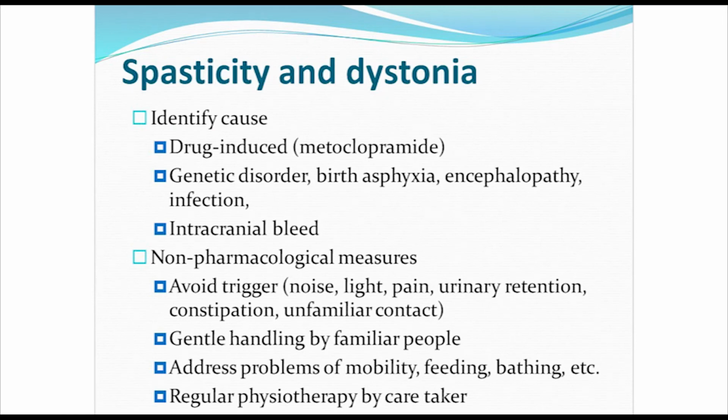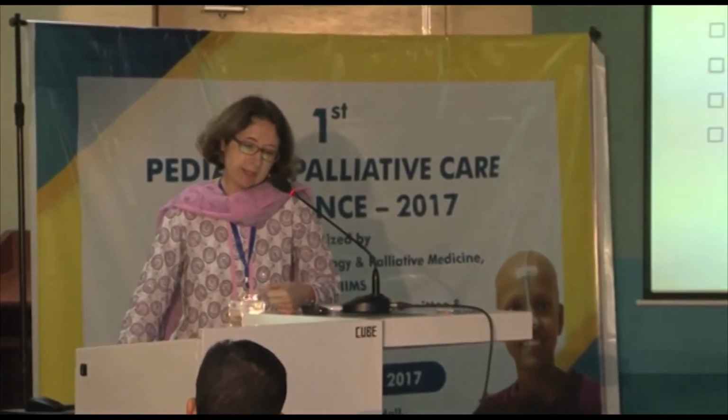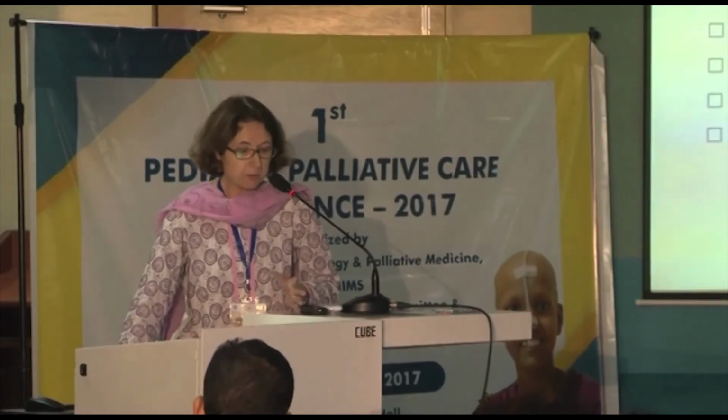Then in children with neurological disorders, we can help with spasticity and dystonia by avoiding triggers such as noise, light, and unfamiliar contacts. All these are very useful advice to be given to the family, along with gentle handling and how best to look after the child. Physiotherapy is, of course, very helpful, and we teach the parents how to provide that physiotherapy at home. And other medications will help to reduce the spasticity and dystonia to some extent.